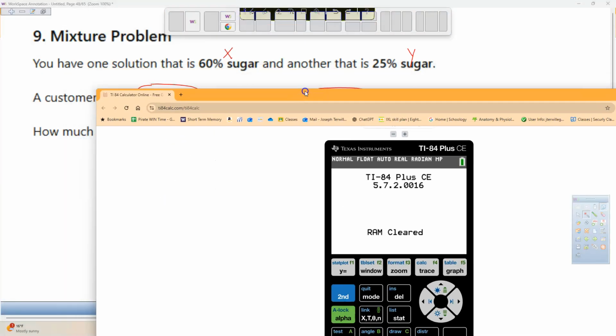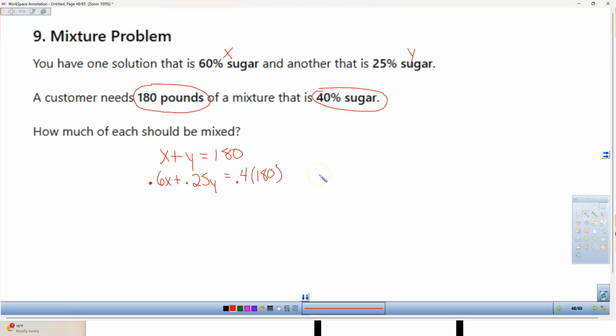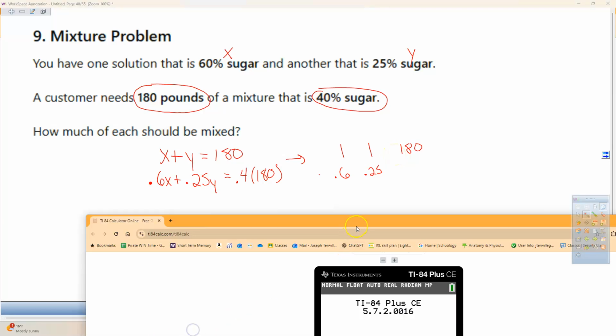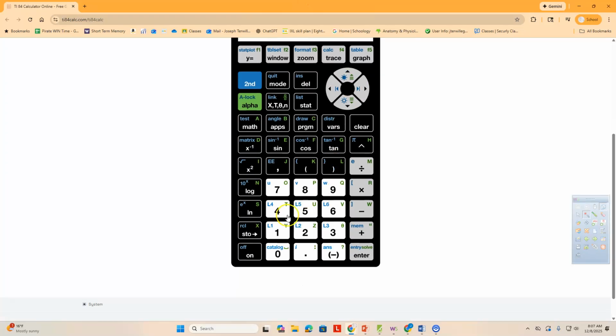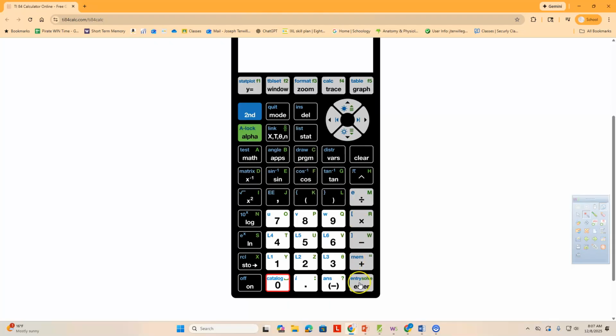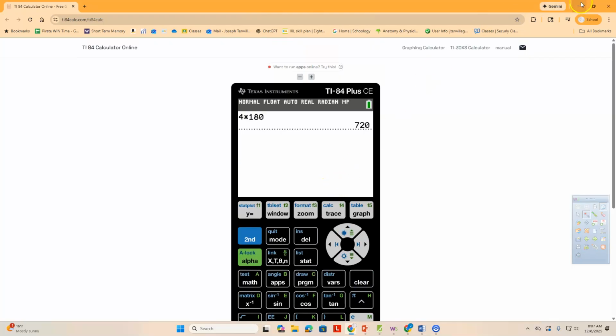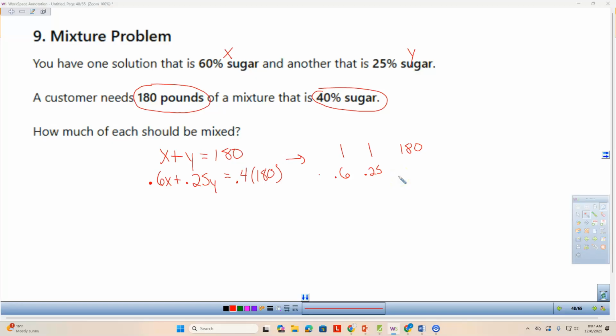But I almost always, when I see a system of equations, turn that into a matrix. So that's a 1, and a 180. 0.6, 0.25. Oh no, what's 4 times 180? Hold on, I got a calculator. Wait, did I just do 4 times 180? Give me crickets. 72. And a 72, because that's 72.